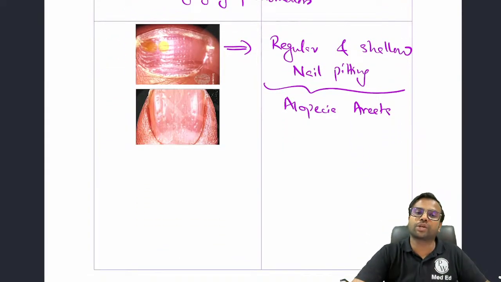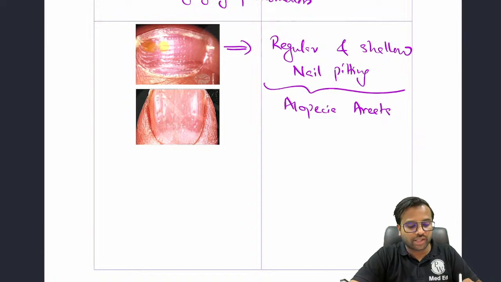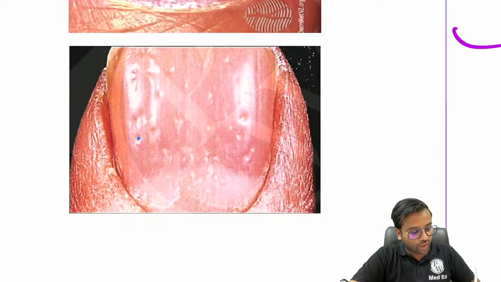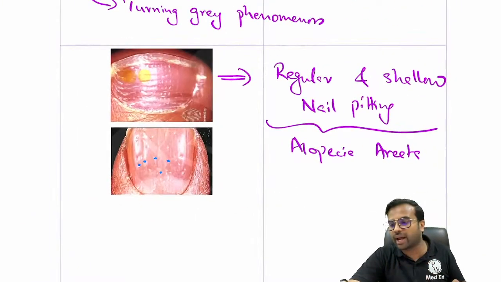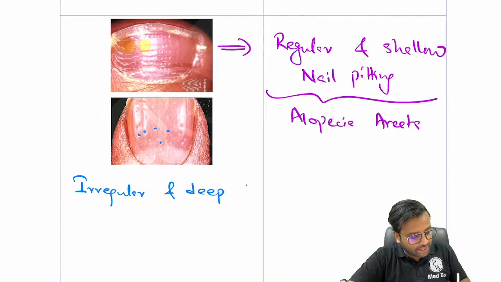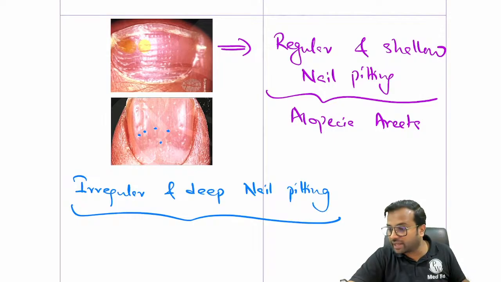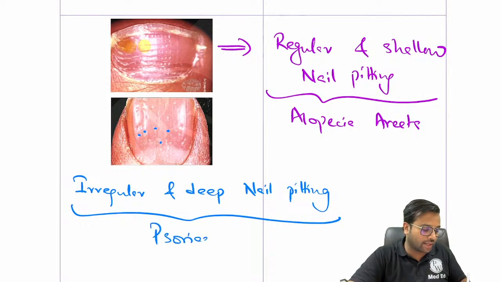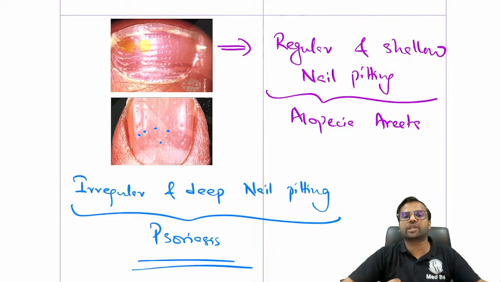So then let me ask you, in which disease did you learn that there can be nail pitting like this, which is quite deep, and not regular? It is irregular and deep. So where do you find them? Irregular and deep nail pitting. Very good. Harsh, Arjun, Ambili, Pooja, Musaddiq, all of you are answering it right. This can be seen in psoriasis.